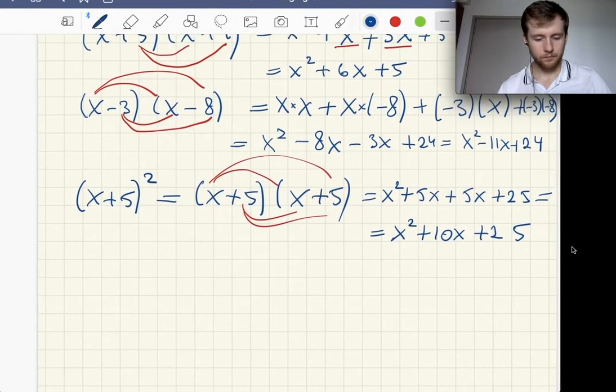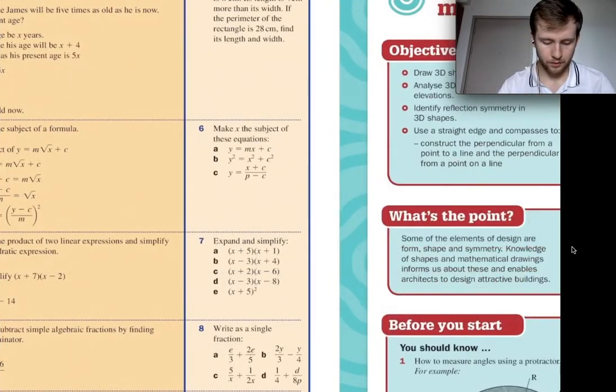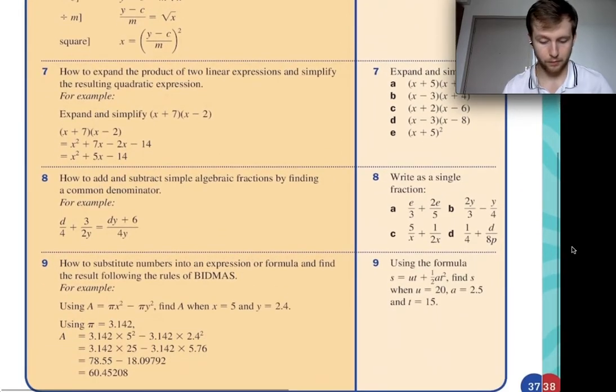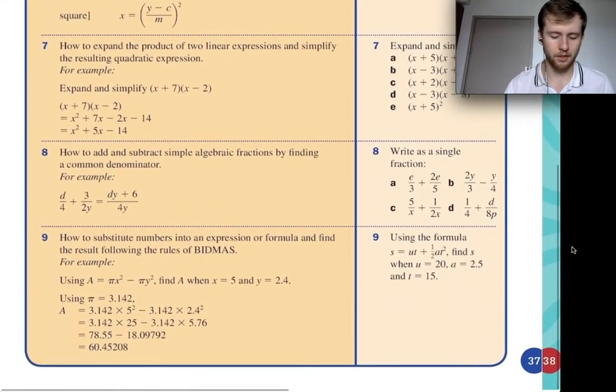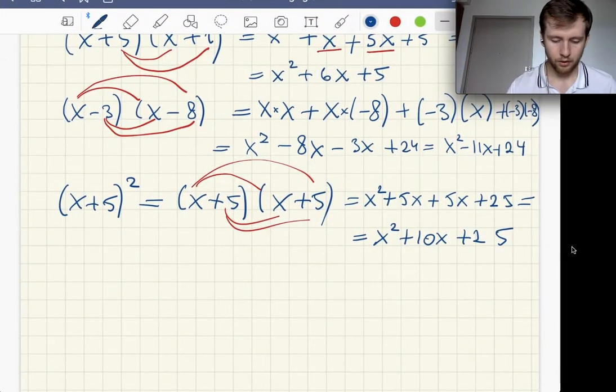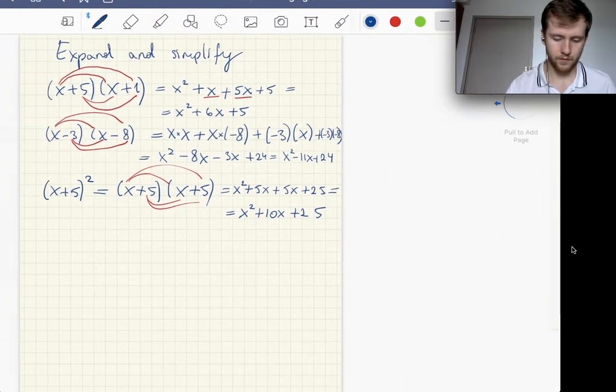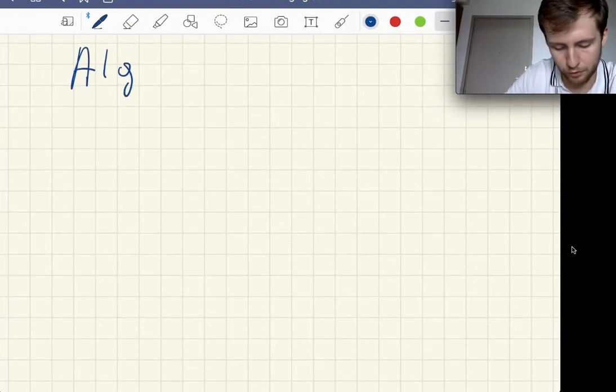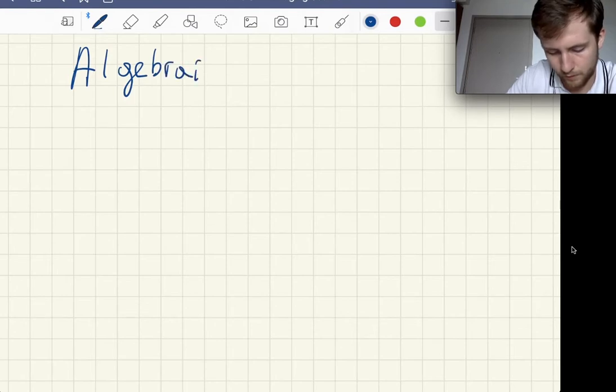Okay, this was about expand and simplify. Alright, so add and subtract fractions. Wow, that's a really long topic. That's a lot of stuff in here. Okay, we're going to do it. So fractions. It's normally called algebraic fractions. This topic is called algebraic fractions. Next one.